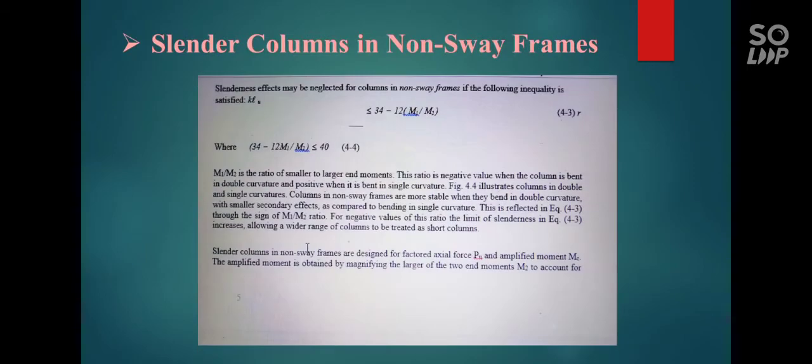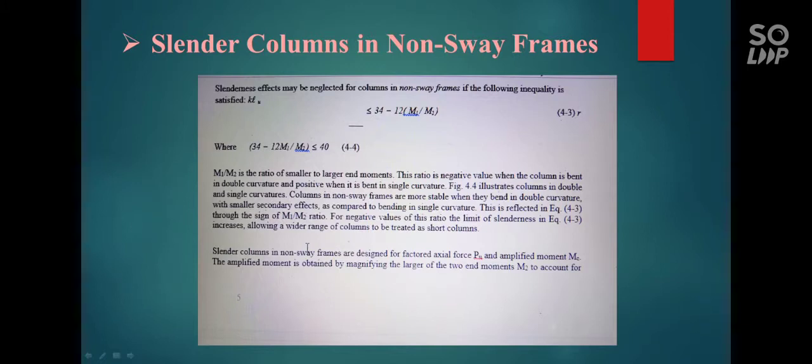So this is the slender column in non-sway frames. The slenderness effect may be neglected for columns in non-sway frames if the following inequality is satisfied. So here is the formula for non-sway frames. M1 over M2 is the ratio of the smaller to the larger end moment. This ratio is negative when the column is bent in double curvature and positive when it is bent in single curvature. Slender columns in non-sway frames are stable when they bend in double curvature.